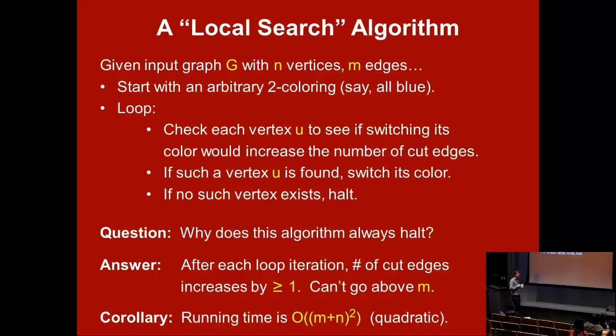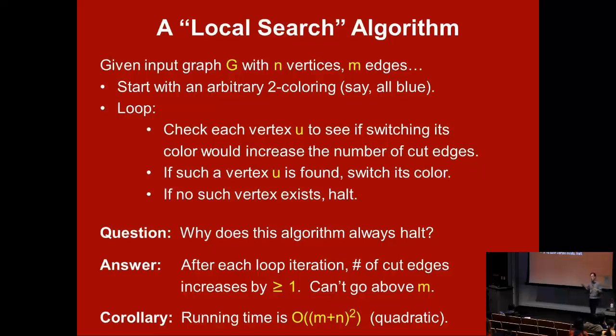So how do you do that? You do it in the most simple way. You just go through all the vertices u, and for each vertex u, you look at it and say to yourself, if I switched u's color, would that increase the number of cut edges? And if you find such a vertex, then you say, okay, I do it. I switch its color and increase the number of cut edges. And then you keep looping.